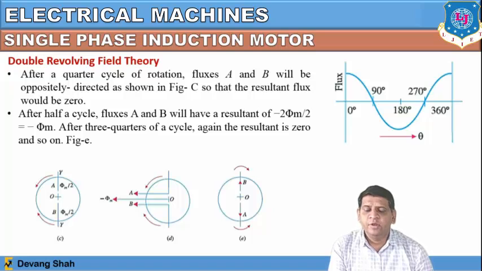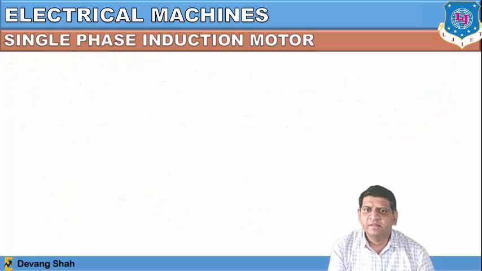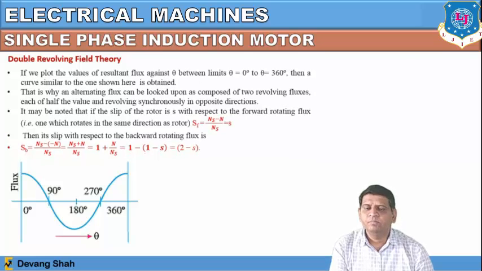So here the production of magnetic flux, or the behavior of magnetic flux, has now become sinusoidal. That means there is no cancellation of flux throughout the full cycle of the single phase signal, right? So by this theory we can solve the initial torque problem using the double revolving field theory.